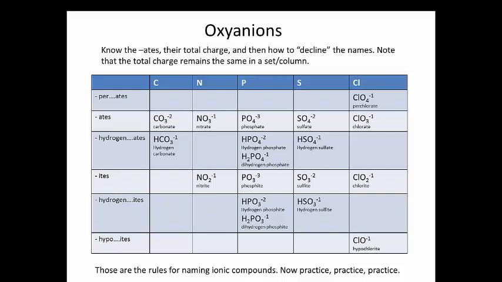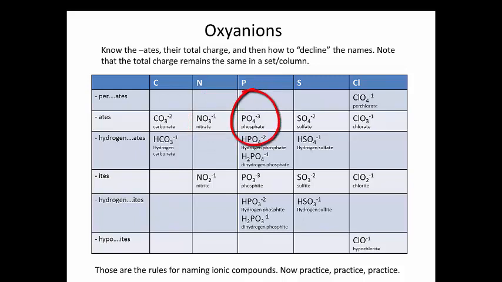Now, the important thing for you to keep up with is the number of oxygens and the total charge on that oxyanion species. So carbonate, 3 oxygens, total charge is -2. Okay, now keep up with these. Nitrogen. The oxyanion of nitrogen is nitrate. 3 oxygens, total charge -1.